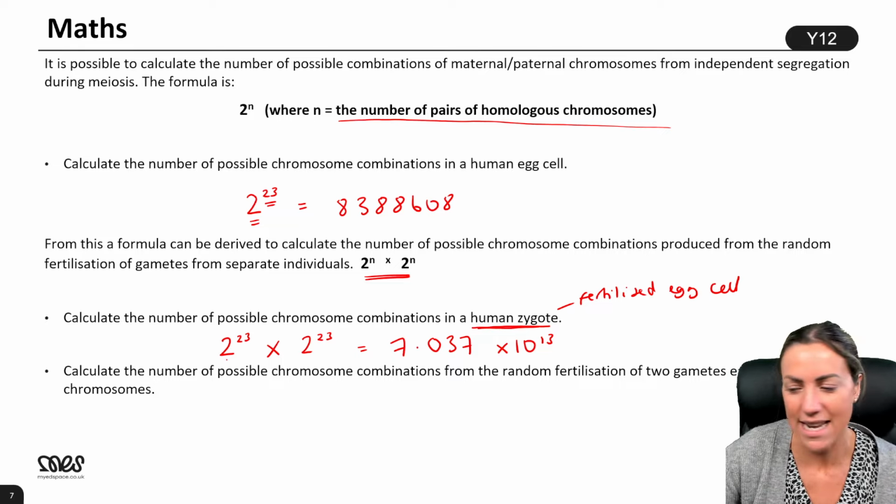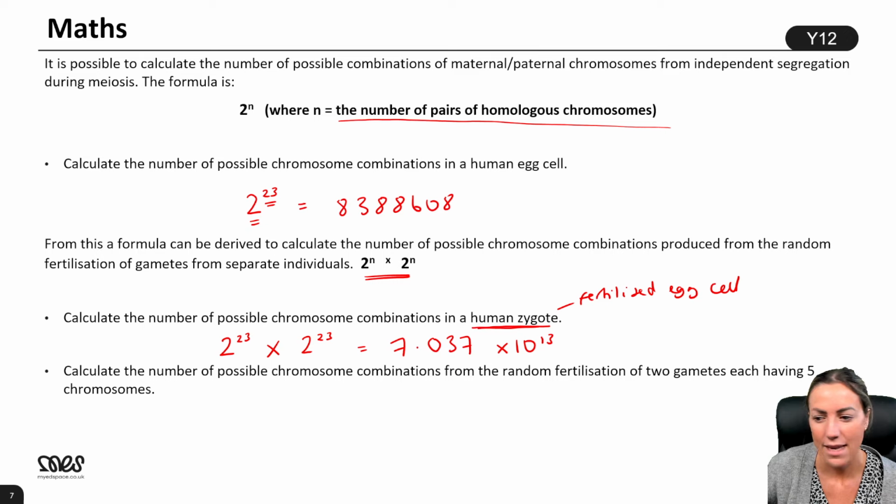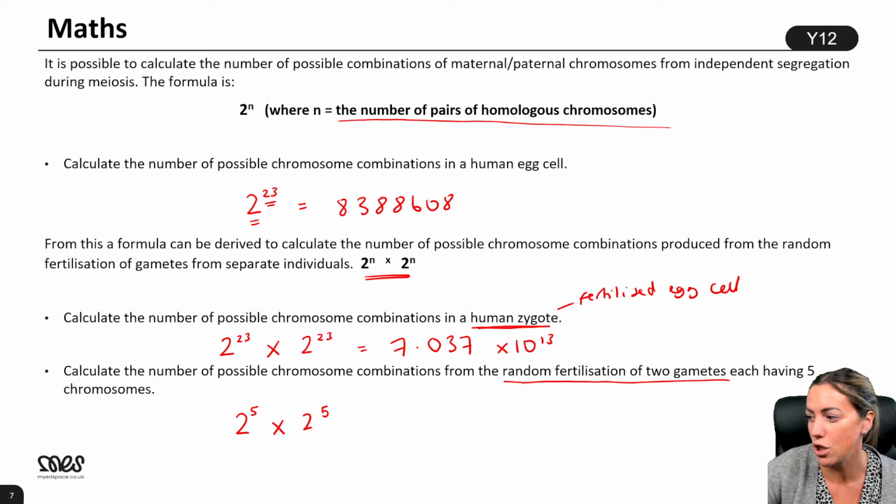Let's just do a question here to finish. Calculate, shrink my face down so you can see the full question. Calculate the number of possible chromosome combinations from the random fertilization of 2 gametes that each have 5 chromosomes. So the gametes have 5 chromosomes. That means that in the body cell that made those gametes, there must have been 5 homologous pairs of chromosomes. The gametes just have 5 single chromosomes, but there would have been 5 pairs of chromosomes in the diploid cell that made them. And we're calculating the number of combinations from random fertilization of 2 gametes.